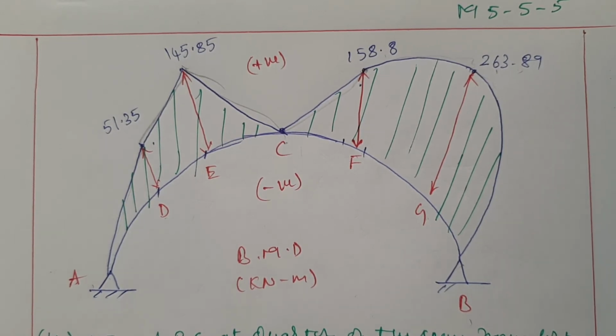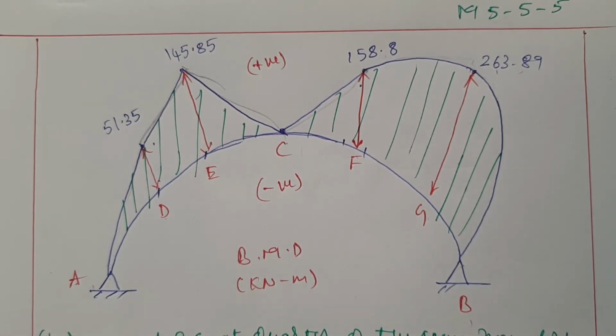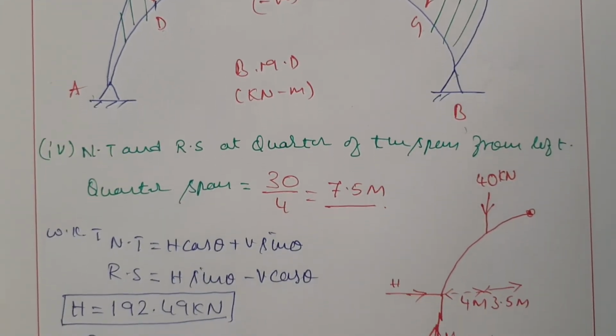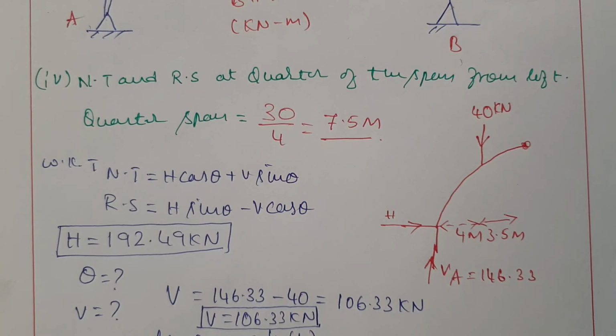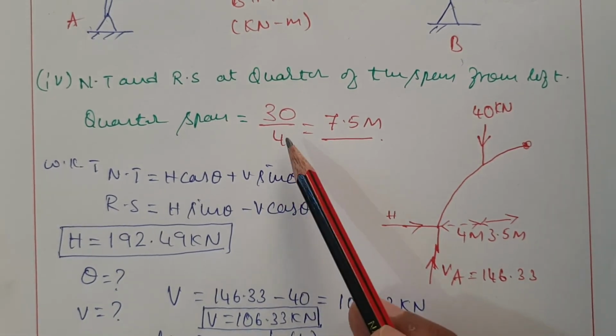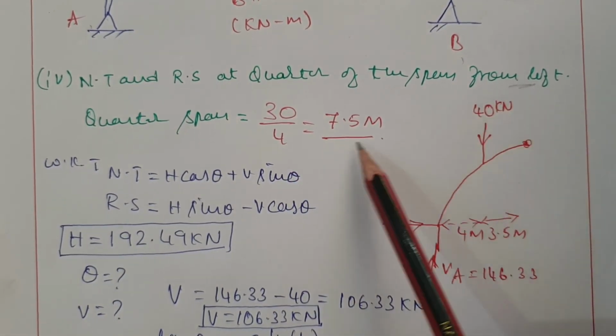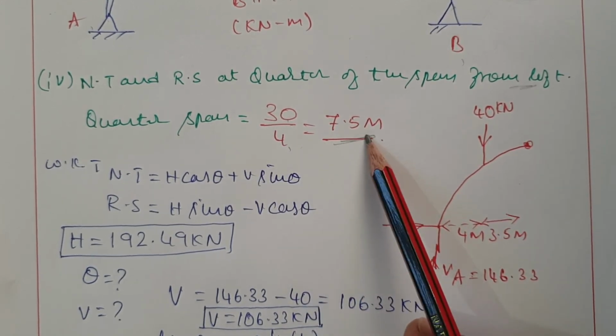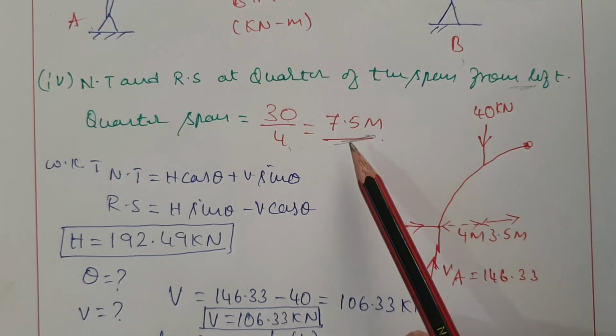Okay, and we know after finding the bending moment, the next step is to find out the normal thrust as well as radial shear. So normal thrust and radial shear at the quarter span. Quarter means the total span divided by 4 will give the quarter. That is what I considered here, from the left hinge. So the total span is 30 divided by 4, that will give the quarter span, that is 7.5 meter.